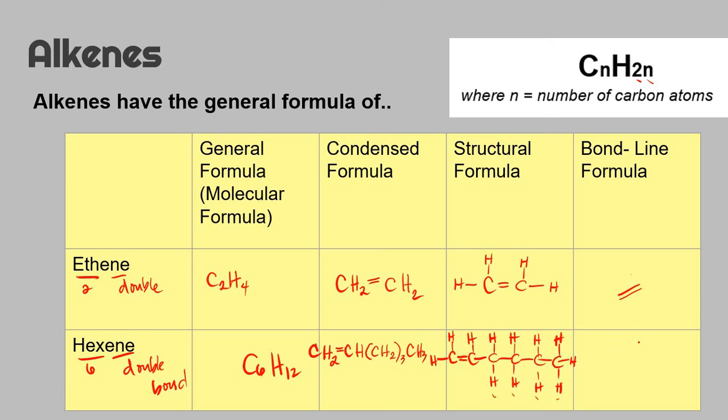Okay, for the bond line formula, we start with the first C, and the first line indicates 2 already. So 2, 3, 4, 5, 6. 1, 2, 3, 4, 5, 6. You can do it better with better lines.